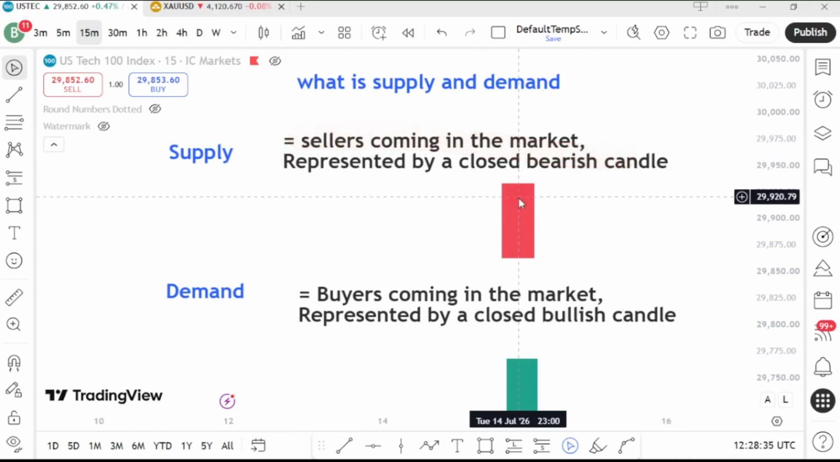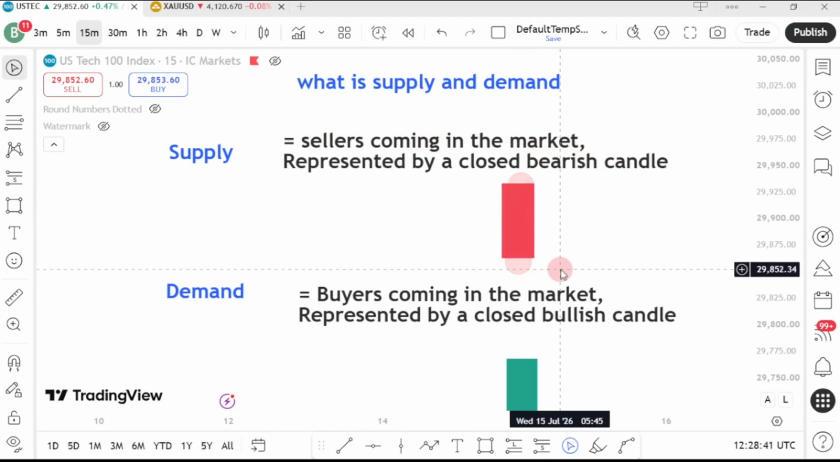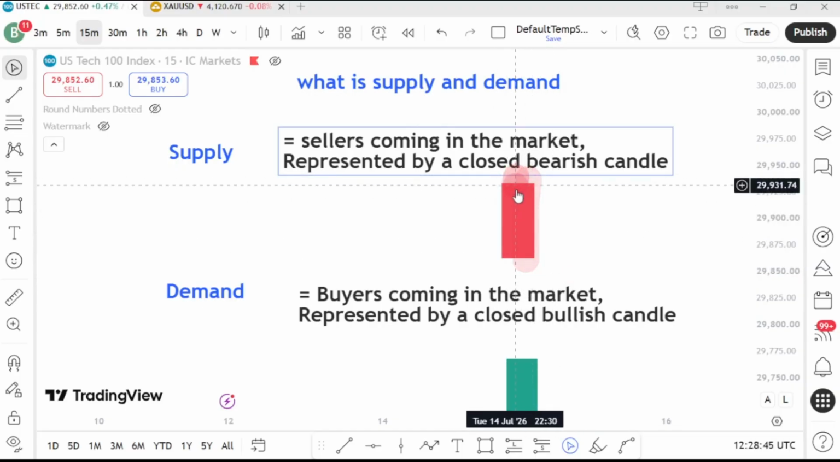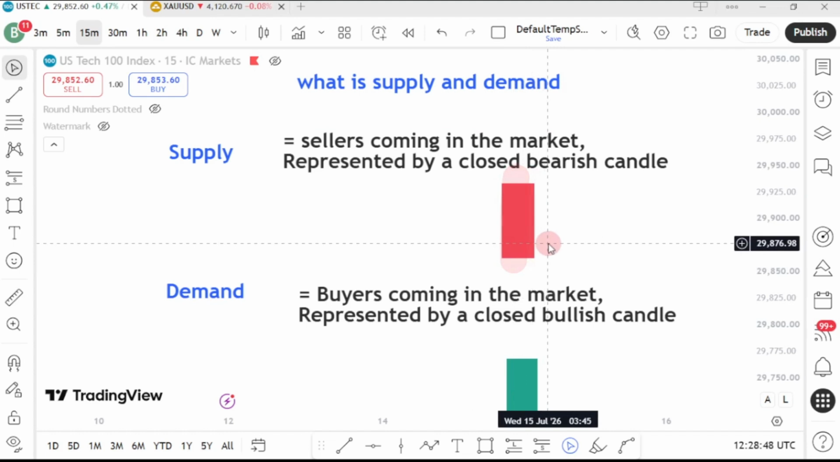And when sellers come into the market, how is that going to be represented on a chart? It's going to be a candle that has closed what? Bearish. So it means that supply has come into the market. When a candle closes bearish, supply has come into the market.